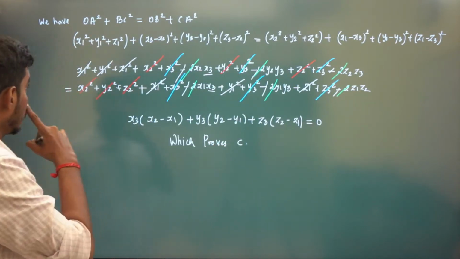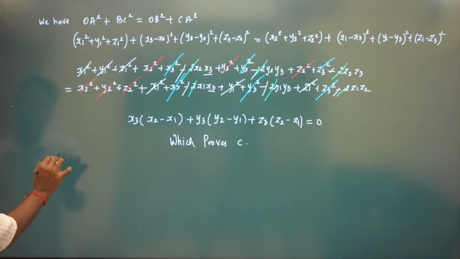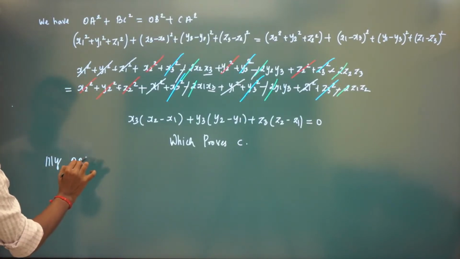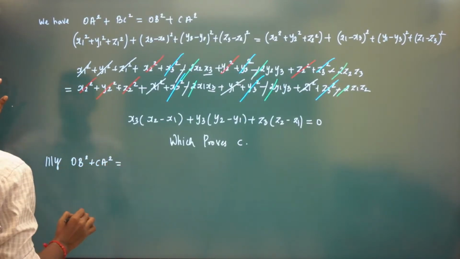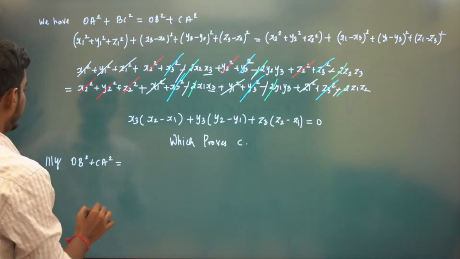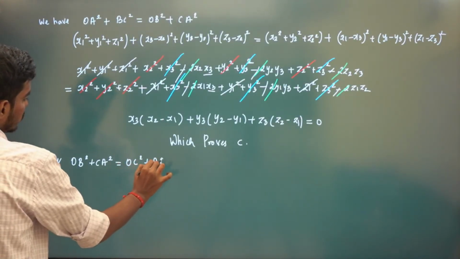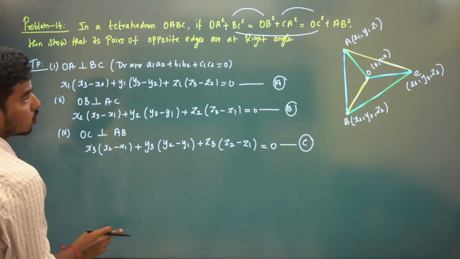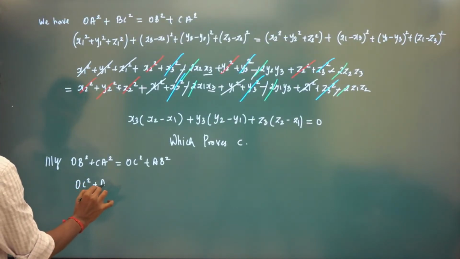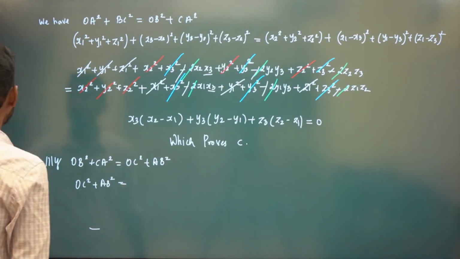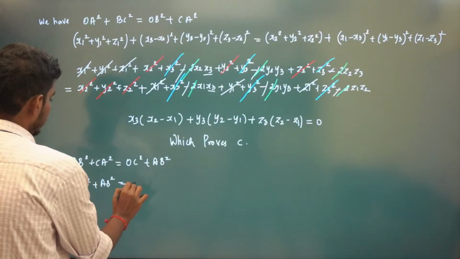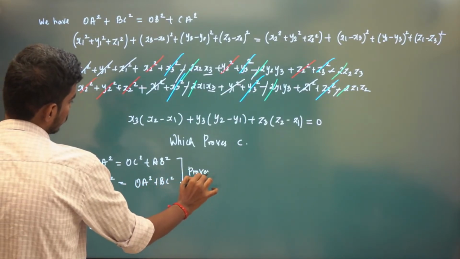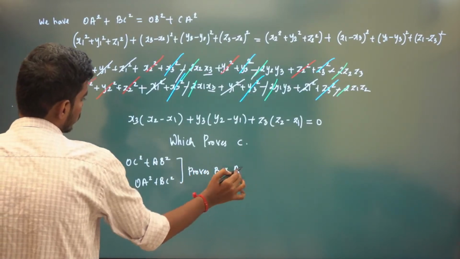Which proves C. Now similarly, you take the second condition, that OB square plus CA square is equal to OC square plus AB square. So make use of this. You will be proved with A or B. And similarly, the third, OC square plus AB square is equal to OA square plus BC square. So similarly, you prove this. This will prove B and C, or A and B.